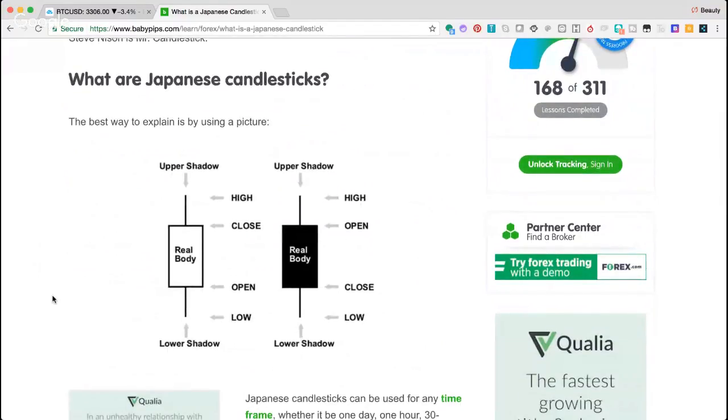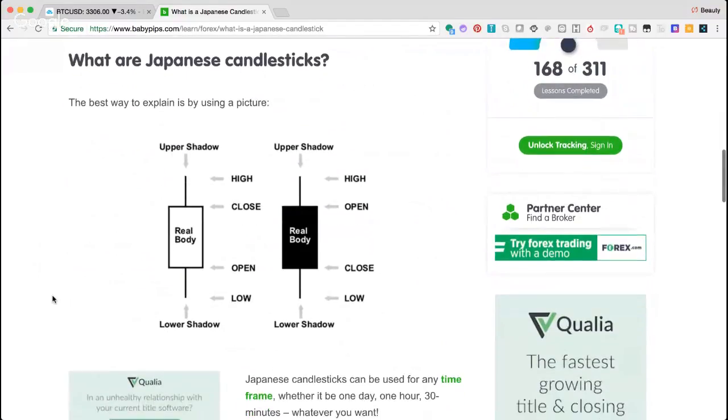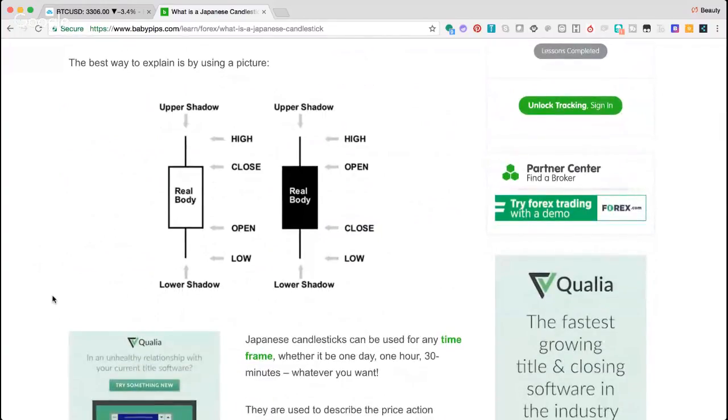What are Japanese candlesticks? The best way to explain is by using a picture. So let's study this here. We've seen these candles before in other lessons, but now we're defining that the wick is the upper shadow, the real body, the lower shadow, the high, the close, the open, the low. Same thing here, the upper shadow, the lower shadow, the high, the open, the close, and the low.